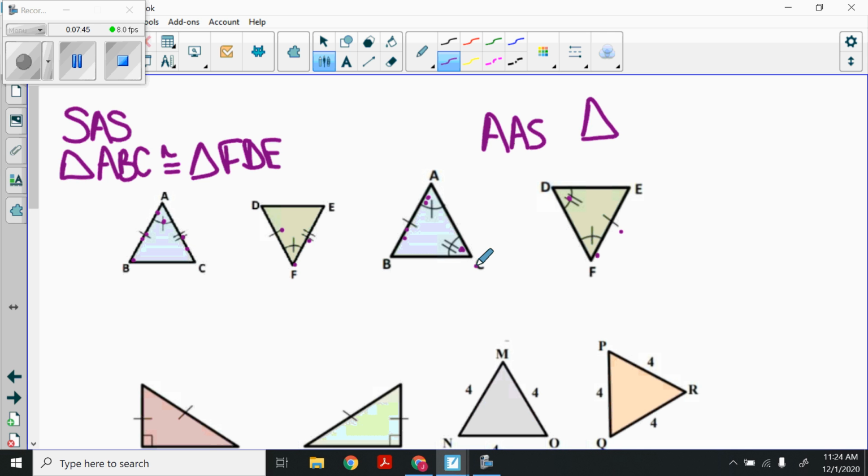So let's do CAB this time, congruent to triangle. I went C to A, so 2 tick marks to 1 tick mark on the angle, so that's going to be DFE in this other triangle.